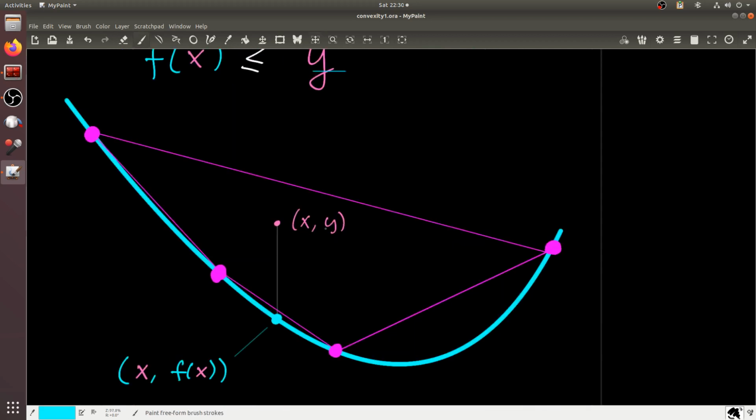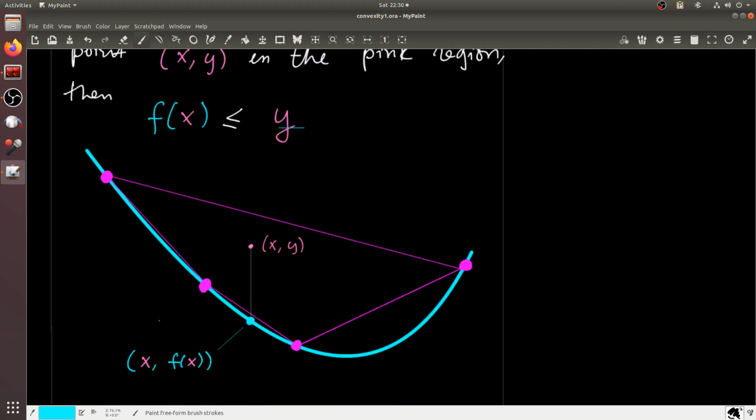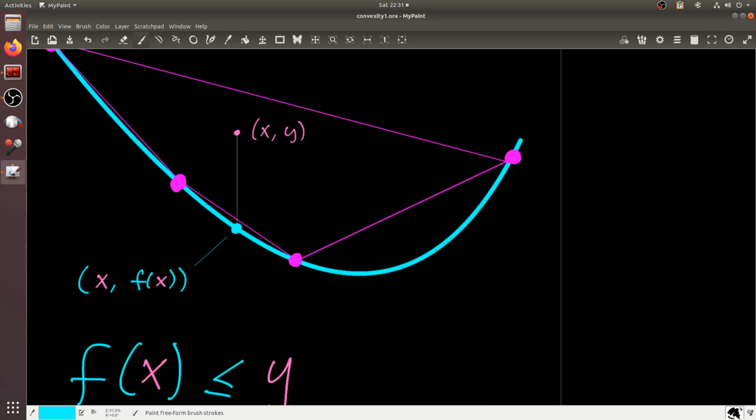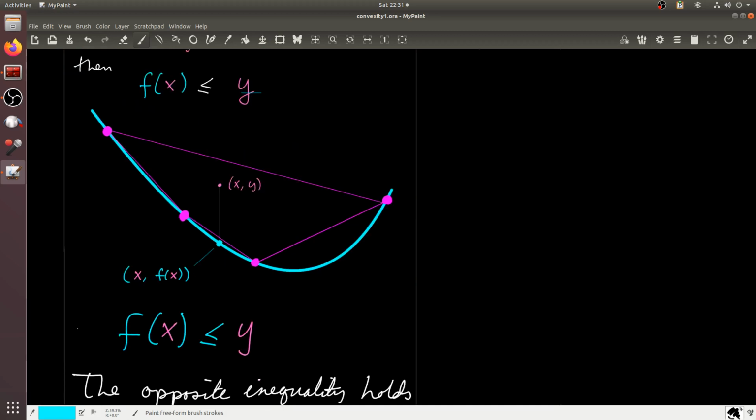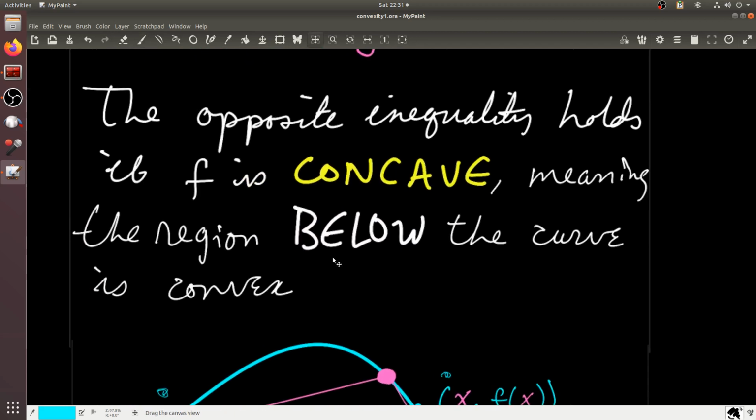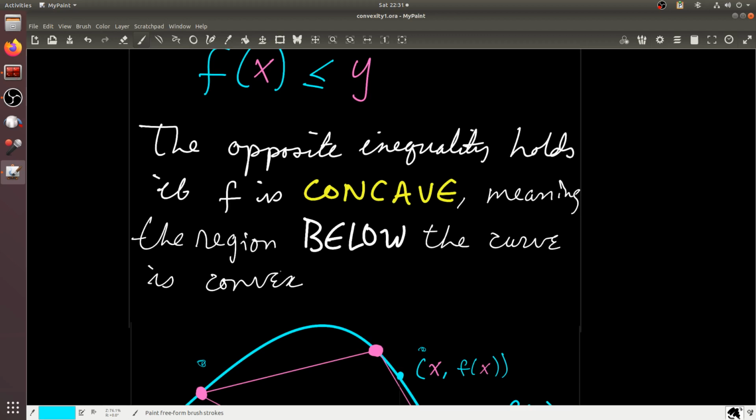So here's x, y in the pink region, drop it down, x and f of x. X, again, is some convex combination of T1, T2, T3, and T4. Y is a convex combination of f of T1, f of T2, f of T3, and f of T4. And we get f of x is less than or equal to y. The opposite inequality will hold if f is concave, meaning the region below the curve is convex.